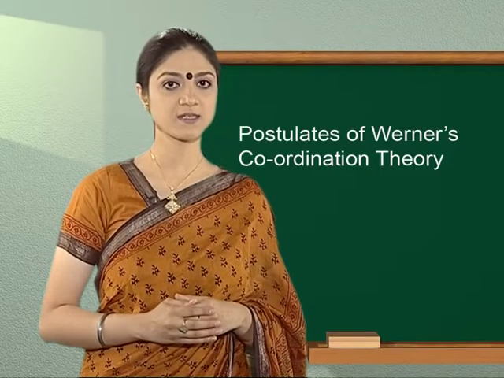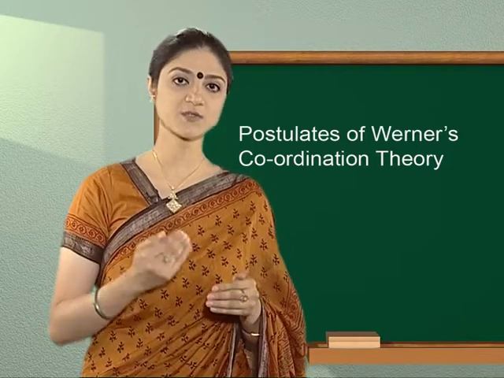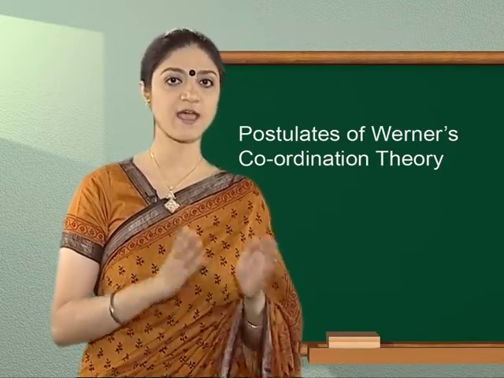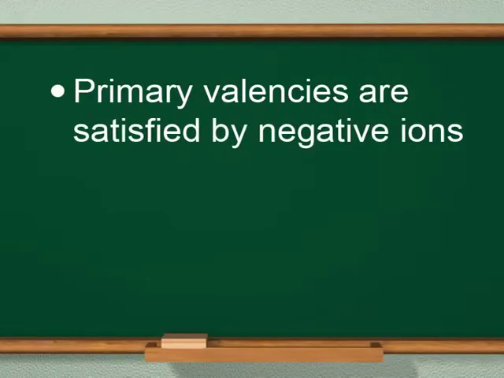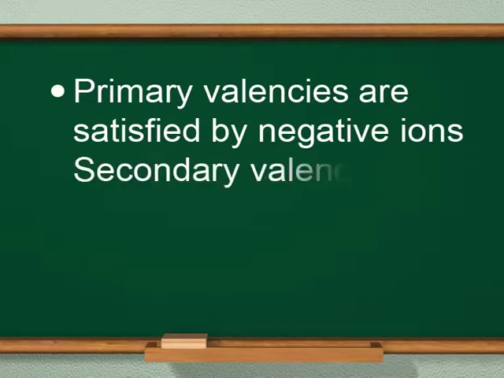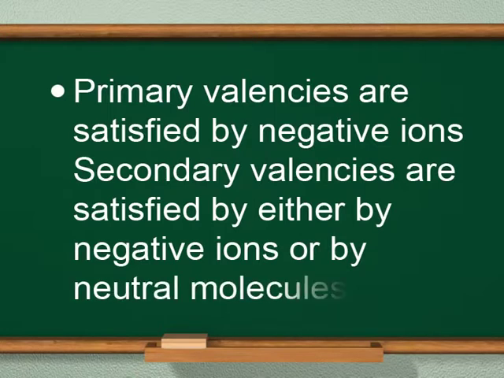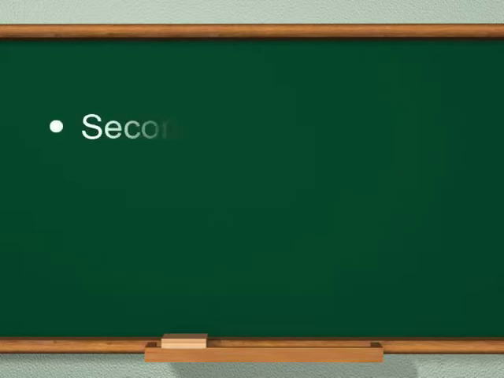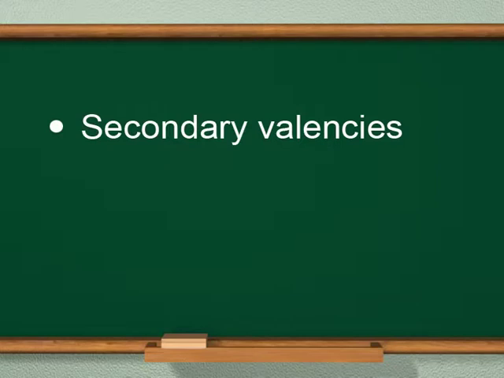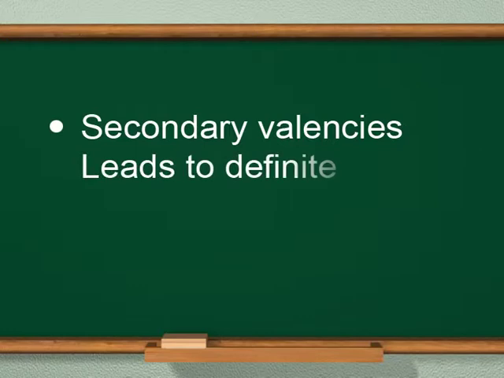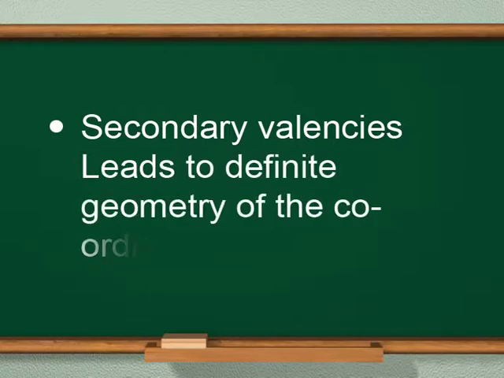Another postulate says, the metal atom tends to satisfy both its primary as well as secondary valencies. Primary valencies are satisfied by negative ions, whereas secondary valencies are satisfied either by negative ions or by neutral molecules. Next postulate is, the secondary valencies are always directed towards a fixed position in space, and this leads to definite geometry of the coordination compound.